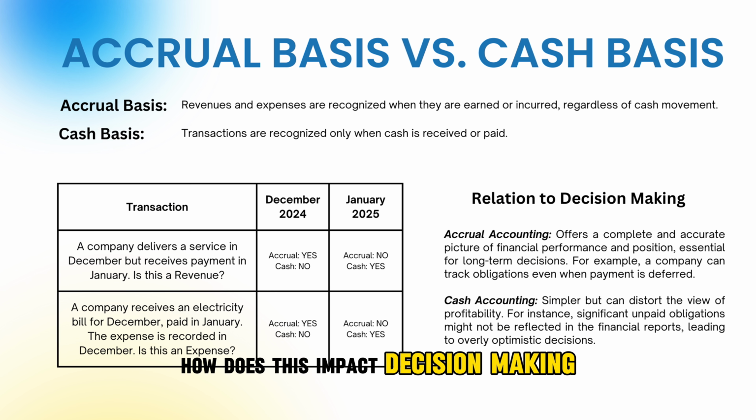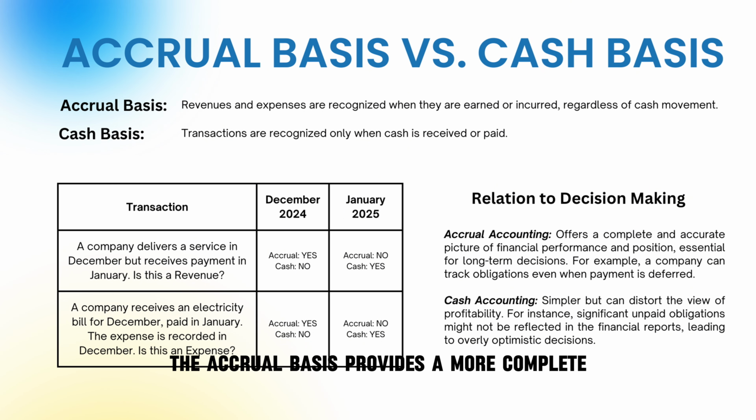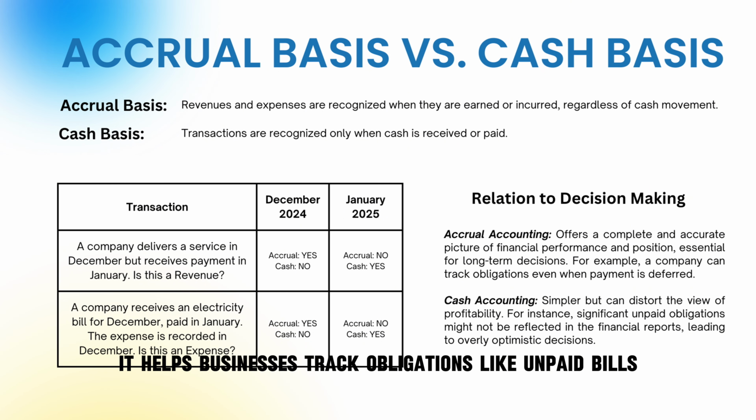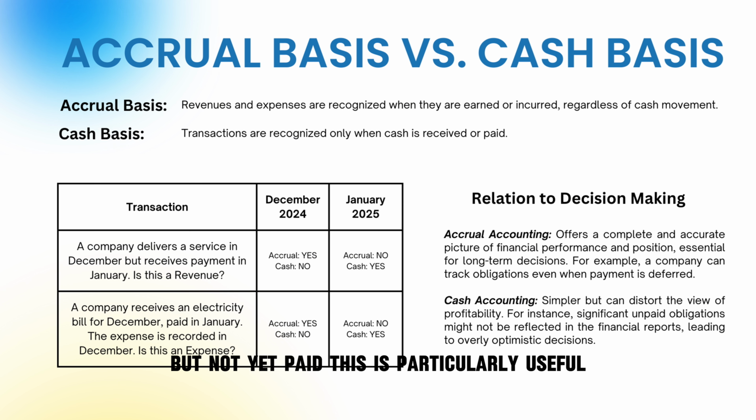How does this impact decision making? The accrual basis provides a more complete and accurate picture of a company's financial performance and position. For example, it helps businesses track obligations like unpaid bills and recognize revenue that has been earned but not yet paid. This is particularly useful for long term decision making.